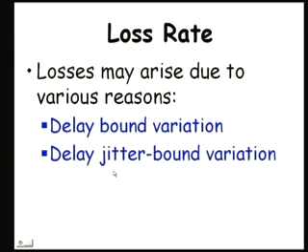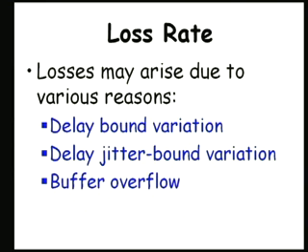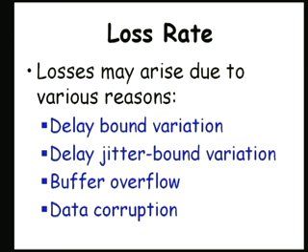Delay jitter bound variation. So, the jitter requirement for the application was 0.1 millisecond, and it arrived slightly too late. It was rejected because of the delay jitter bound variation, even though the delay bound was all right. Buffer overflow can occur at the receiver. There can also be data corruption.